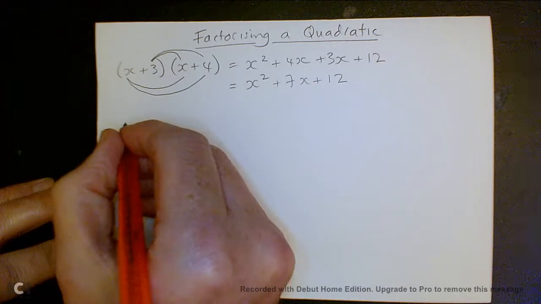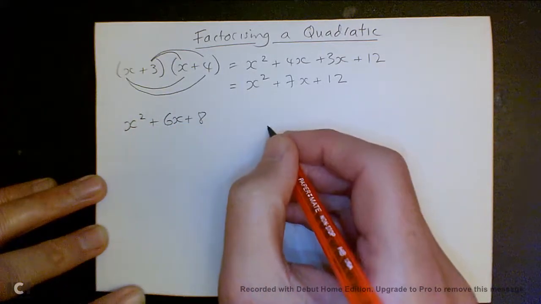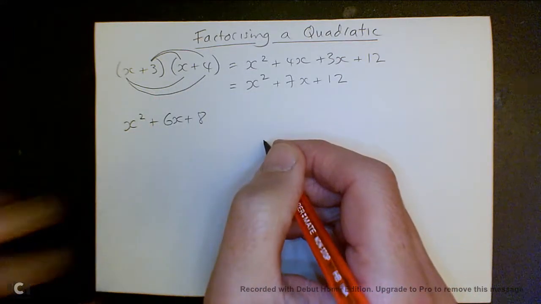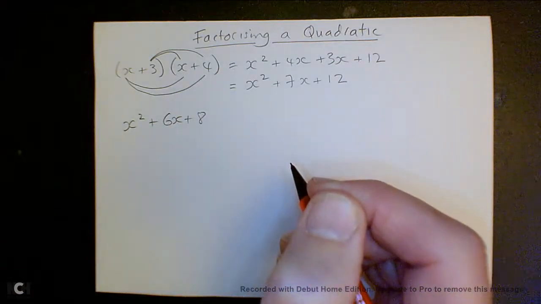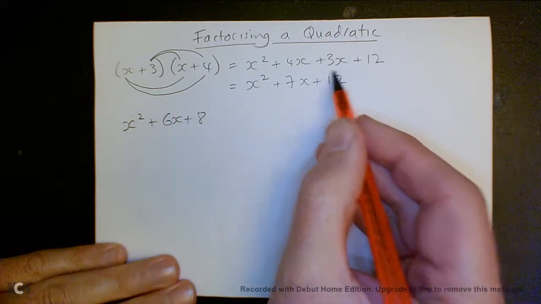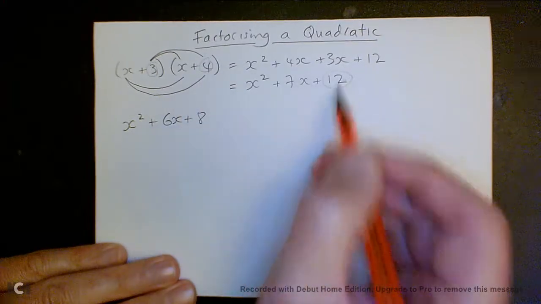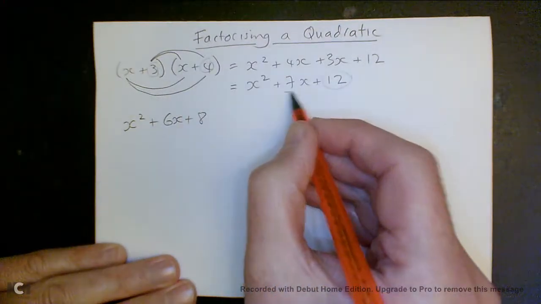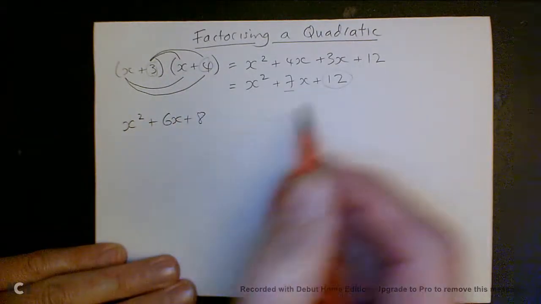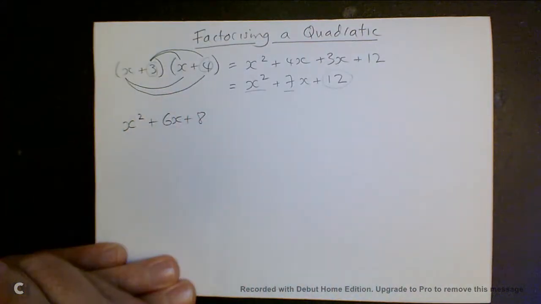If you are given a quadratic expression such as this, and you're asked to factorize it, it means putting it back into the brackets. There is a technique for doing this, and it relies on seeing that the number on the end is a result of multiplying these two numbers. 3 times 4 is 12. And the number in the middle is a result of adding these two numbers. We can also see that the x squared comes from multiplying the x by the x.